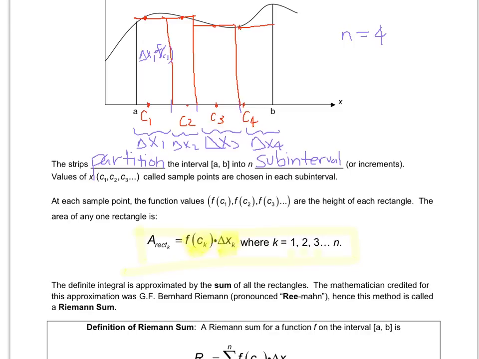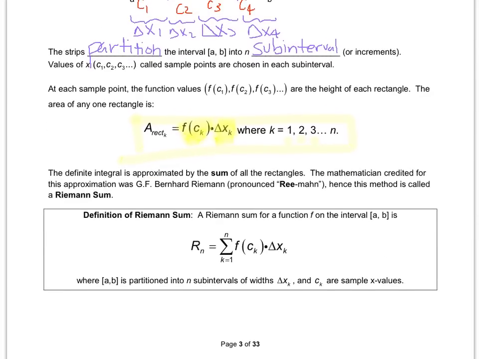This whole process of finding the definite integral this way by approximating the sum of these rectangles is credited to Bernard Riemann, or G.F. Bernard Riemann if you want to get technical. So we call this a Riemann sum. And you will notice the exact same formula here as what we described up here. That's the area of each individual rectangle. And Riemann said if you add them all up, there's where the sigma comes from, that this is going to give you the Riemann sum, the approximation for the area under the curve.